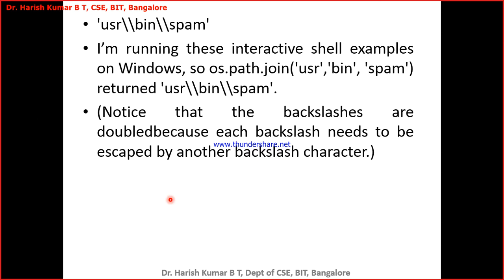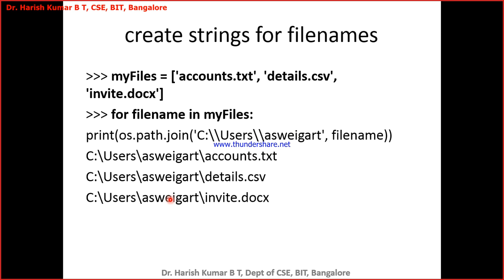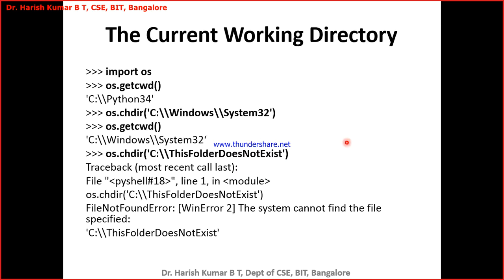Then we understood how to create strings of file names, which again can be done by using the join method. And then how to get the current working directory in Python by using the method getcwd from the OS module, and then how to change the directory using chdir.